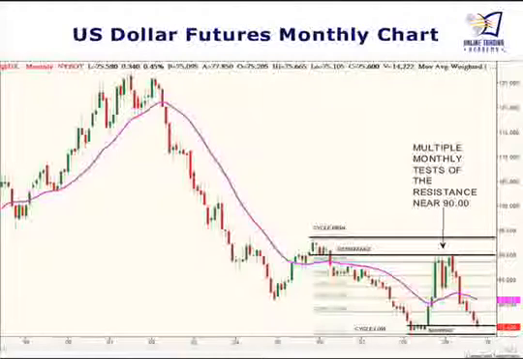So this would represent the area on this chart where there's a huge imbalance of sell orders to buy orders that needs to be absorbed before prices can move higher and make new highs. And this represents an area where there's a huge order of buy orders that needs to be absorbed before the dollar index can actually make new lows.